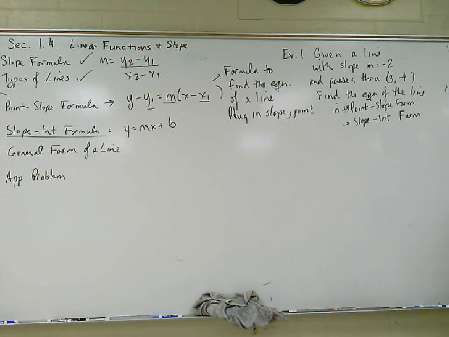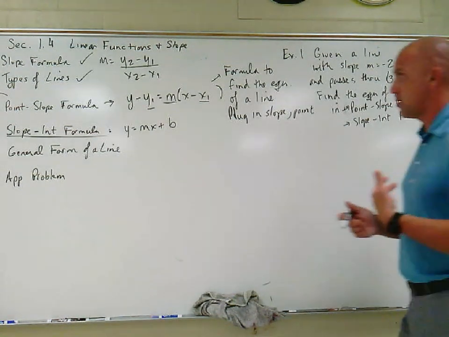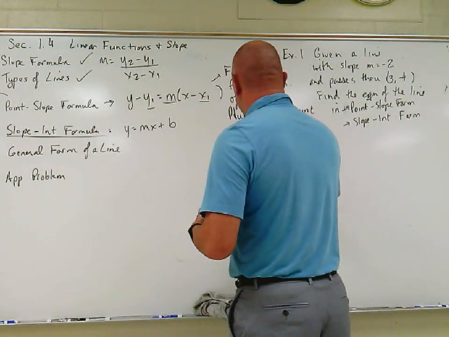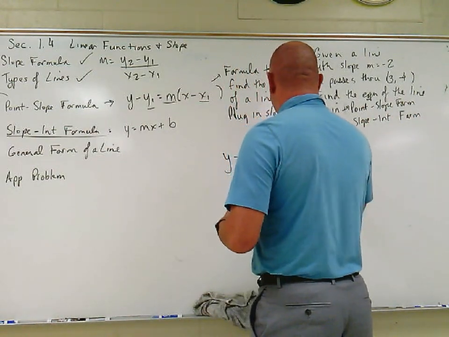So the point slope formula is used to find the equation of a line if you know a slope and a point, okay? If you know a slope and a point. So it's really just a plug and crank. So y minus y1 is m times x minus x1.